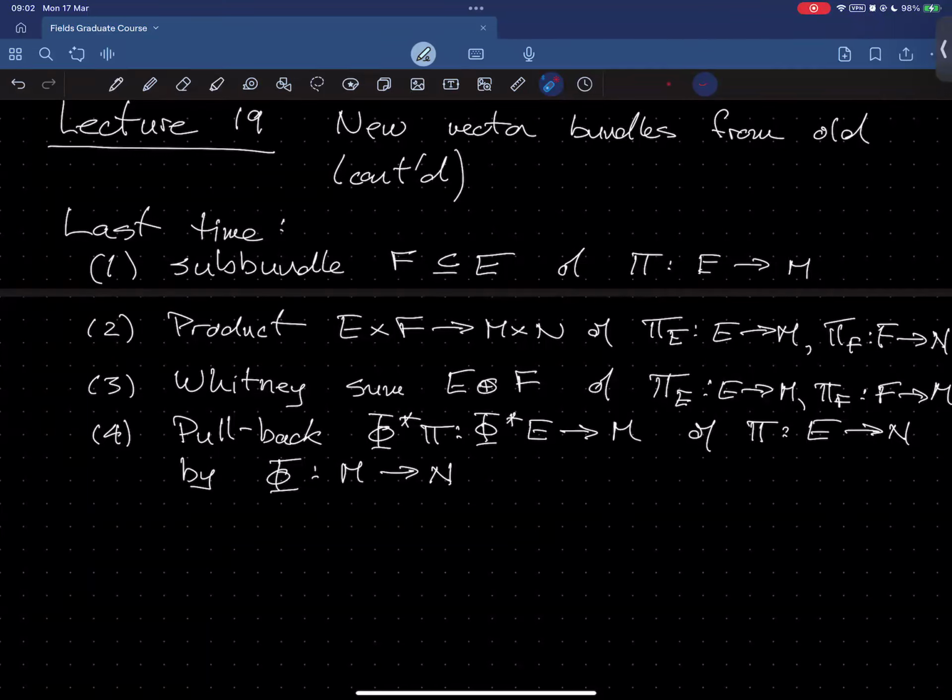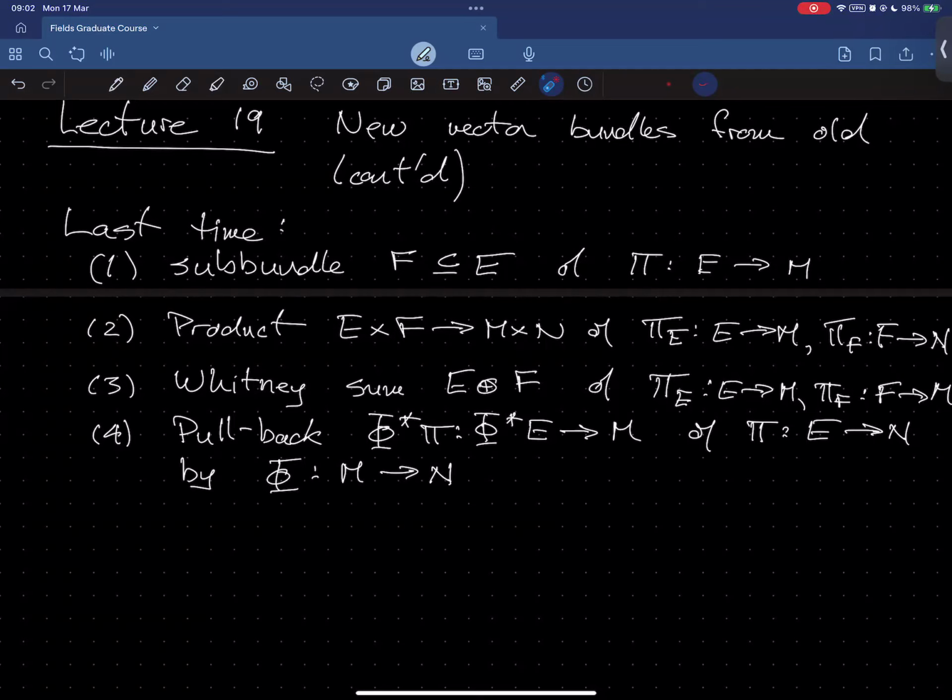To prove that each of these things is a vector bundle, you need to verify that it satisfies the construction of a vector bundle, which is a vector bundle structure defined by an atlas of vector bundle charts whose overlap maps are local vector bundle isomorphisms. In all cases, to show something's a vector bundle, that's what you have to do.